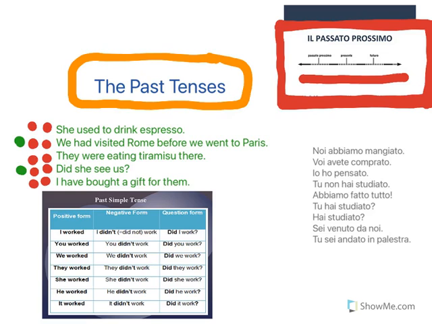"They were eating tiramisu there": here we have the continuous tense emphasized, and something was going on for a while. And then finally the present perfect in English here, it is the tense that emphasizes something has finished before the moment in the present. So again, we're going to work with the simple past or il passato prossimo.